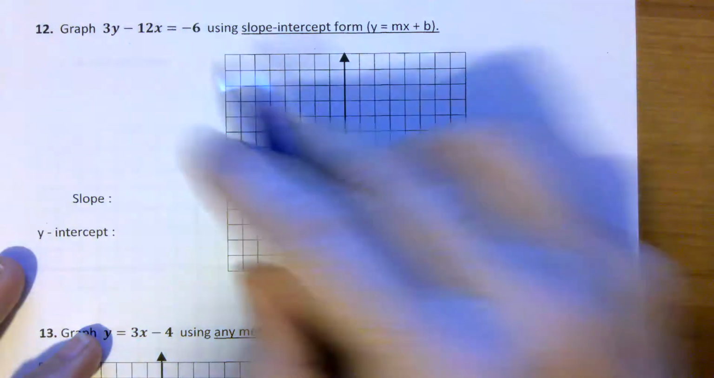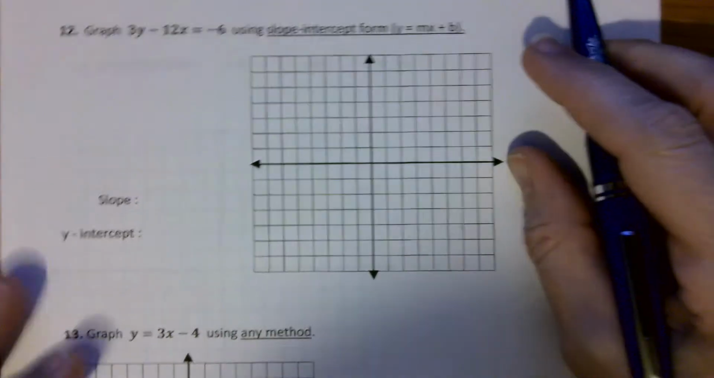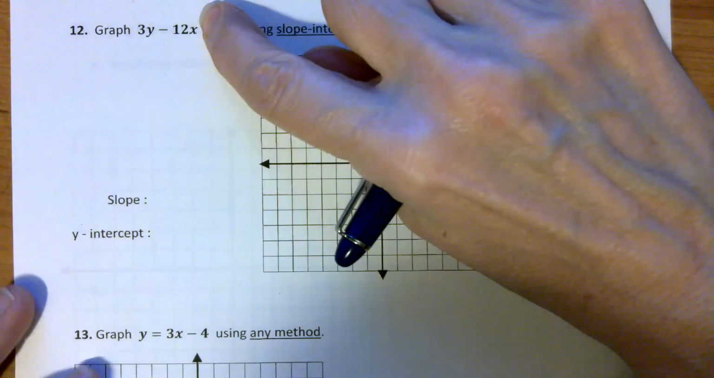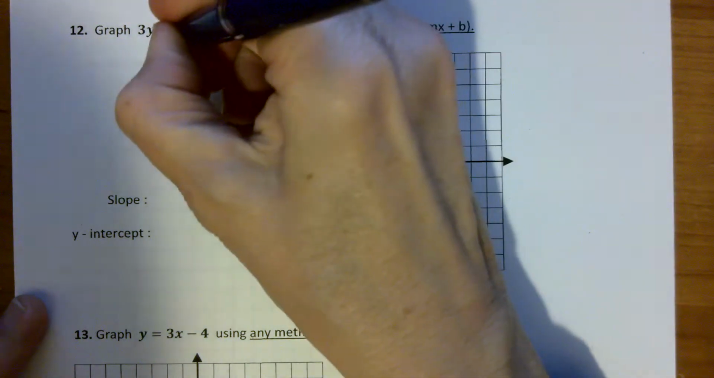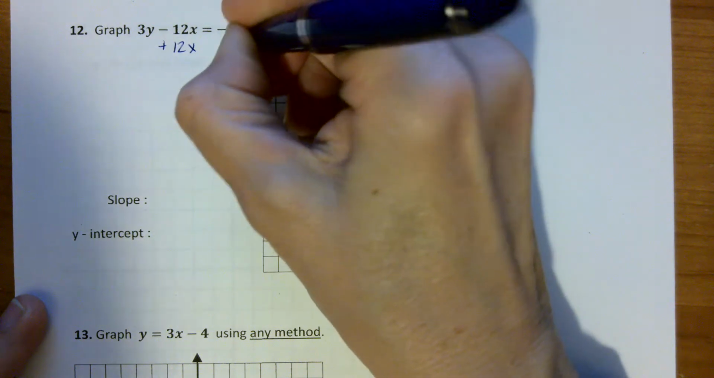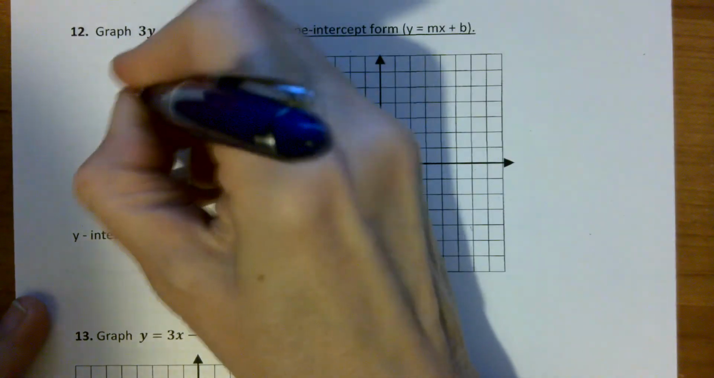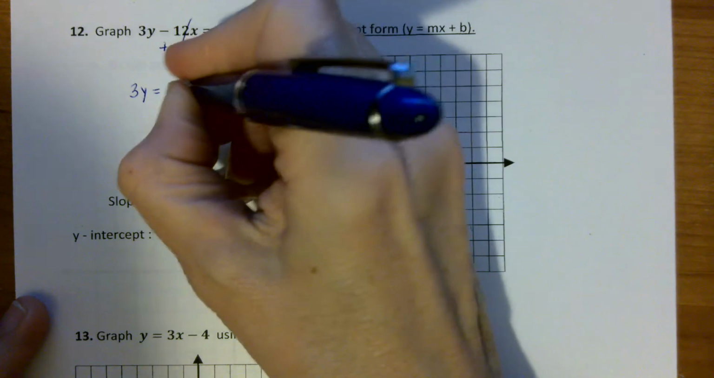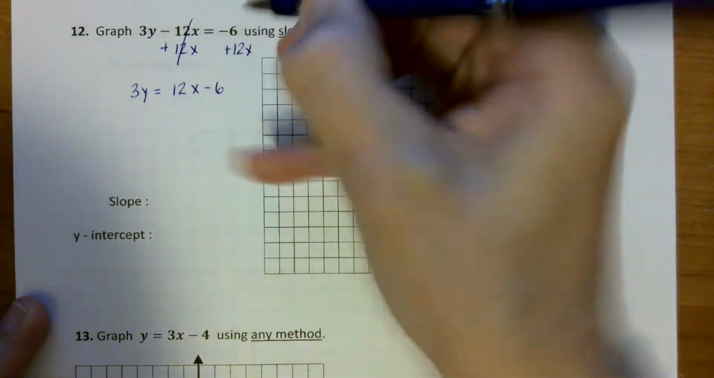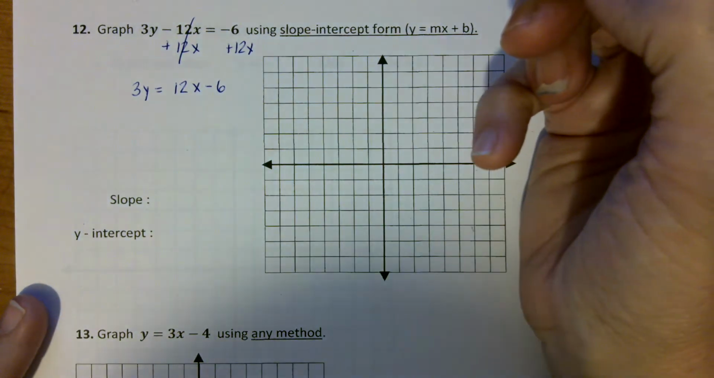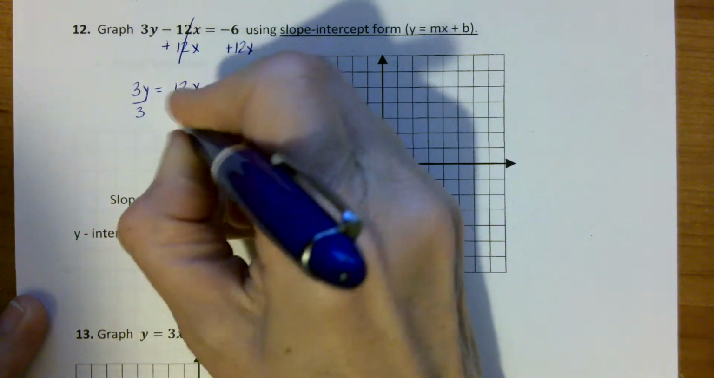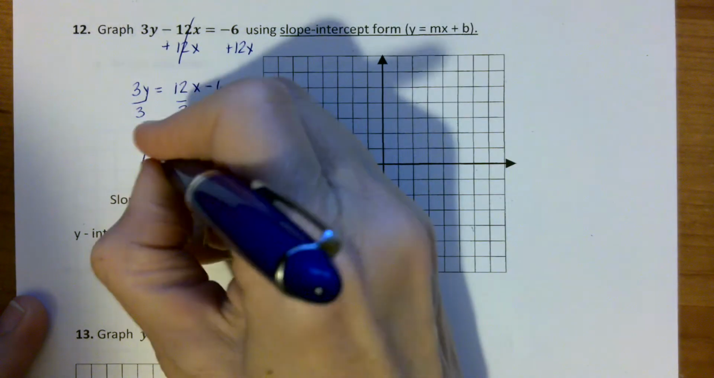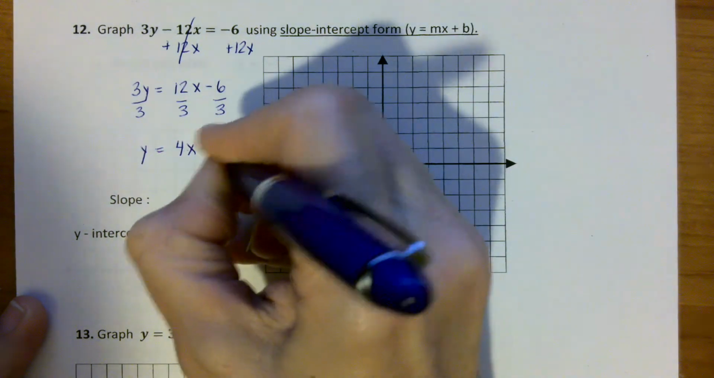Okay, let's take a look at page 33. We need to graph this using the slope-intercept form. So we look at the side that has y, and we need to get everything away from y. So let's add 12x first. Addition property of equality. We have 3y equals 12x minus 6. Remember, these are not like terms, and we write the variable first. Instead of multiplying by 3, we're going to divide each of these by 3. And we get y equals 4x minus 2.